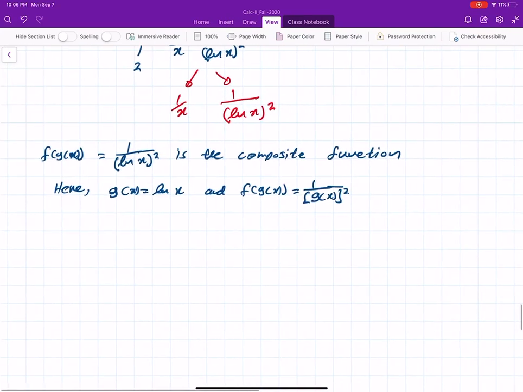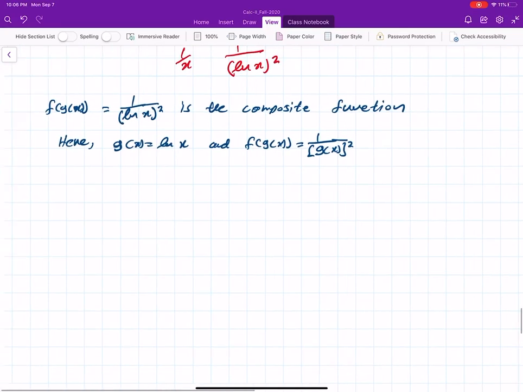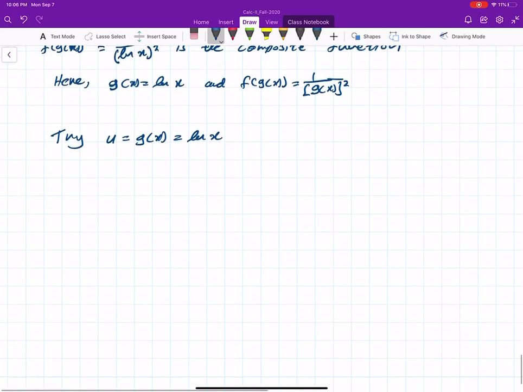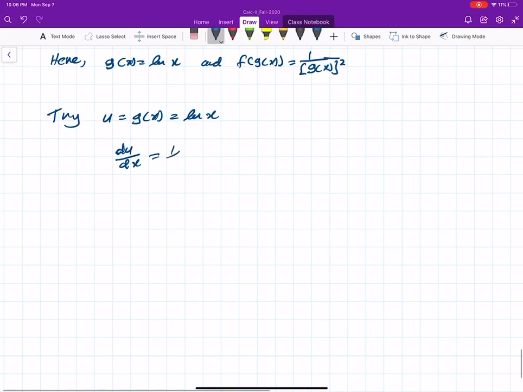All right, and then you have to try a u, as we learned before. So this is your u. Try u equals g of x equals ln x. All right, and then you differentiate this. You know why we differentiate that. I will explain that later. So differentiation of u with respect to x is 1 over x, and then you simplify this for dx. So it will be x times du equals dx.